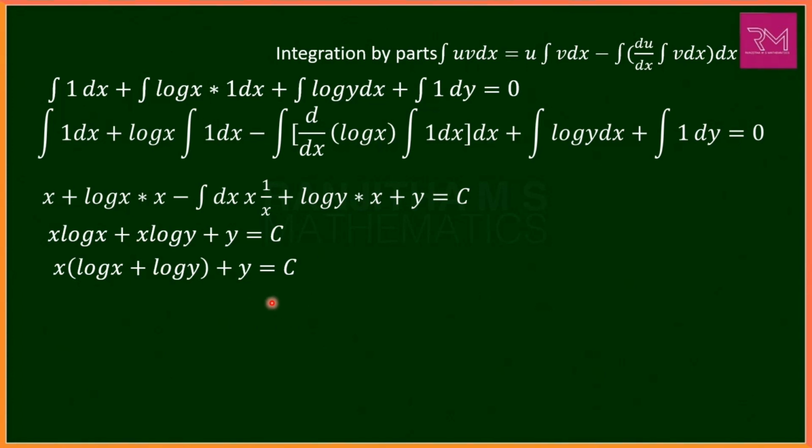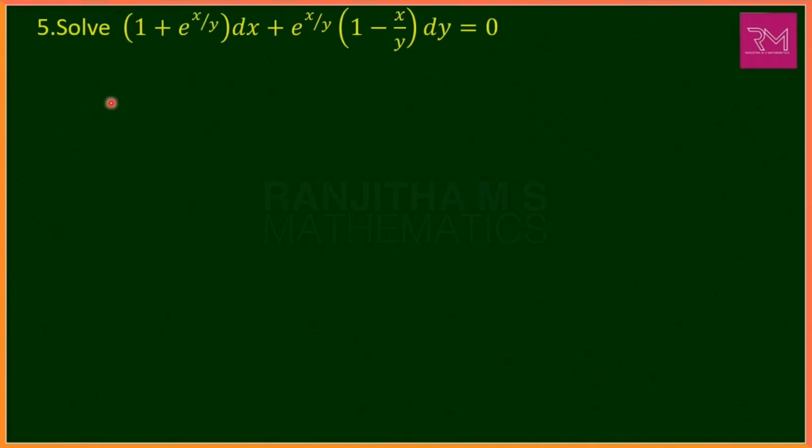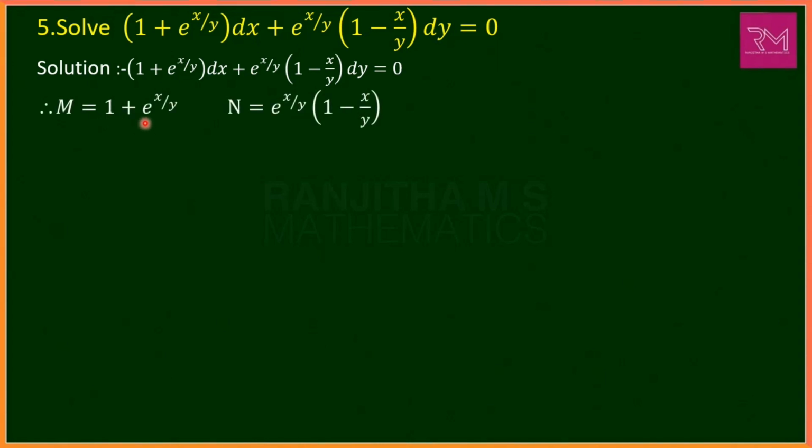This completes the problem. Here we have another problem. Solve (1 plus e power x by y) into dx plus e power x by y into (1 minus x by y) into dy which is equal to 0. Here the given equation is of the form m dx plus n dy which is equal to 0, where m is 1 plus e power x by y and n is e power x by y into (1 minus x by y).